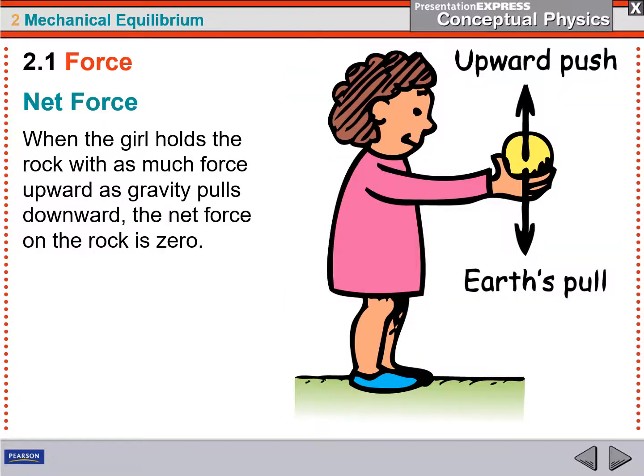Here's a picture of a girl holding up a rock. Now, if you imagine yourself doing this, you know that your muscles will be doing work to hold the rock up. You can feel your muscles pushing upward. The Earth's gravity is pulling downward. You are pushing upward. As long as those two forces are equal but in opposite direction, the rock will not move. But upward directed forces don't require muscles necessarily. For example, you could just hang something on a string or a spring.